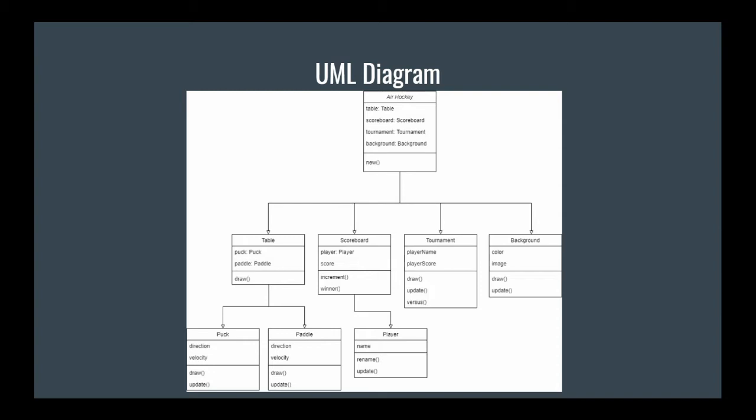And then we also have the tournament, which has the player name and player score. We also have draw, update, and versus. Draw and update, of course, update who wins and the score and the name. Versus compares two players. And in the background we'll have color or image, which we draw and update as well, depending on what we want.